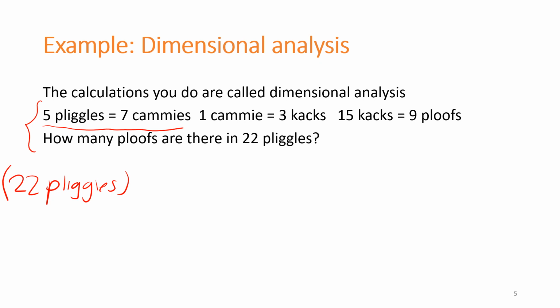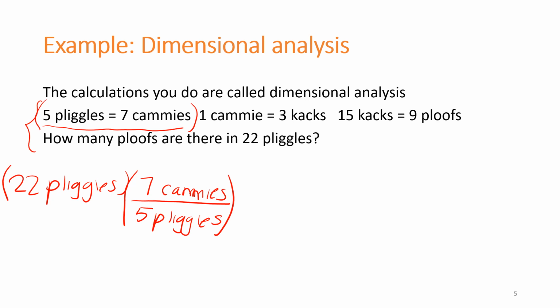In order to see where we need to go next, you look for whatever unit conversion factor has something in common with what you're given. The one that has something in common is this one right here: 5 Pliggles equals 7 camis. If you go back to the previous slide and refresh yourself on how we set this up, we're going to put the unit that we want to get out of the way, so the Pliggles, at the bottom. And then your desired unit will go on top. Now we have Pliggles canceled out and we're at camis.